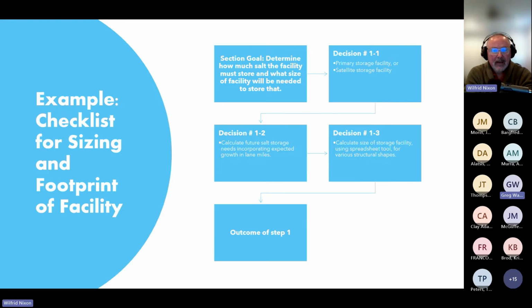Decision after that is, okay, once I know that, what are my future salt storage needs? Incorporating, for example, expected growth in lane miles. Also incorporating, if needed, and we'll touch on this in a minute, any concerns about climate change impacts on how much salt you might need. And then you go through and you actually run the calculations in the spreadsheet for various structural shapes, and you come up with some output on that basis. You have an initial size. Now, future things may change this.